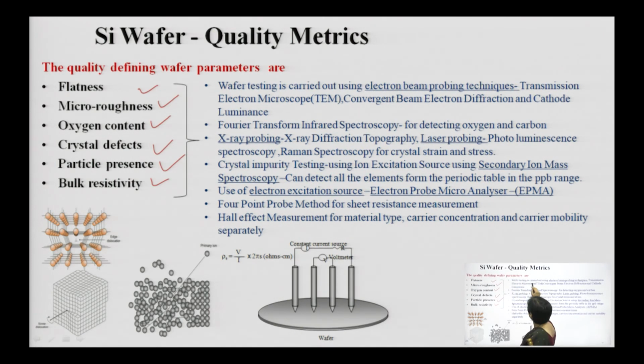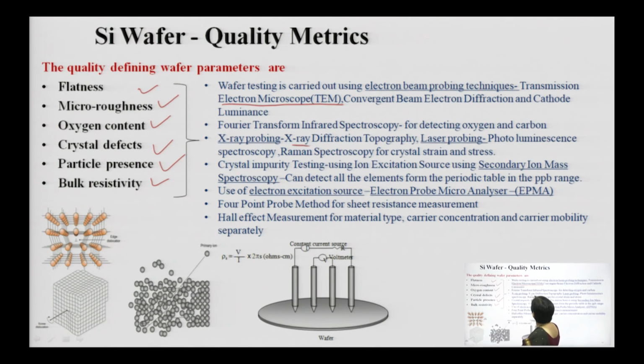Now, wafer testing can be carried out using the electron beam probing technique, and one such technique is the use of a transmission electron microscope. This electron microscope will give you the exact pattern of the orientation of the atoms, because you are focusing a beam of nanometer size, and the imaging will be automatically magnified and placed on the fluorescent screen. You will be able to visibly see it and find out everything.